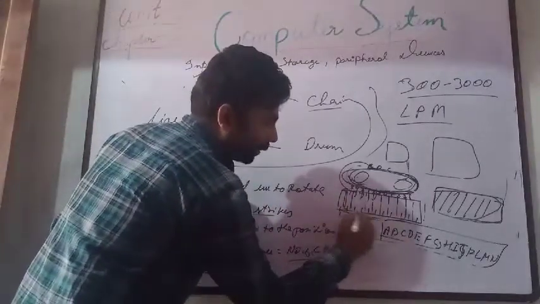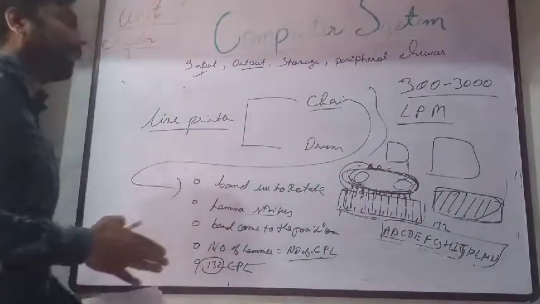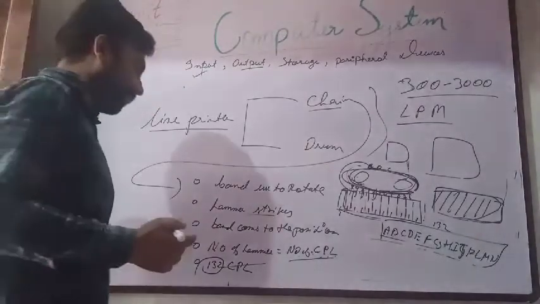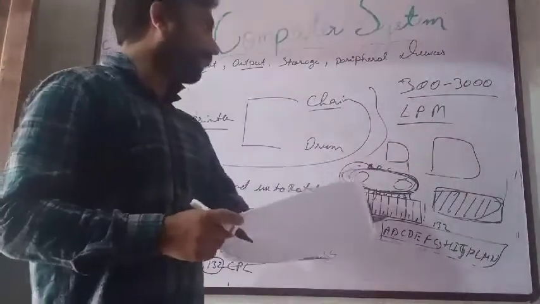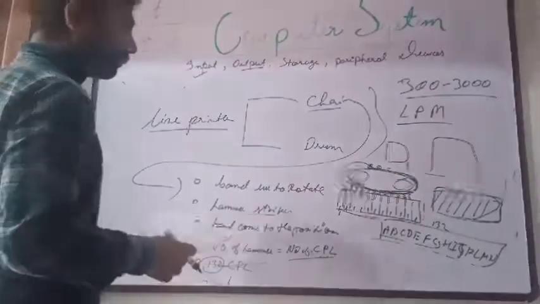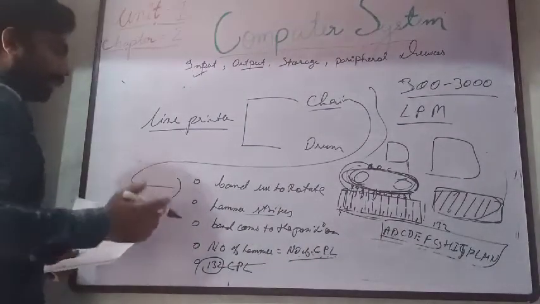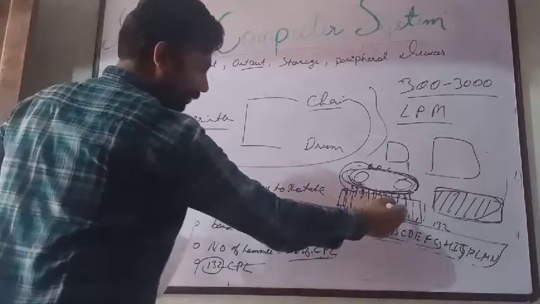From 1 to 132, hammers are there, combined together, and then it will be printed. So in the chain printer, 132 hammers are there to print the character on the page. Understood? So you have understood that the number of hammers is equal to the number of characters per line.